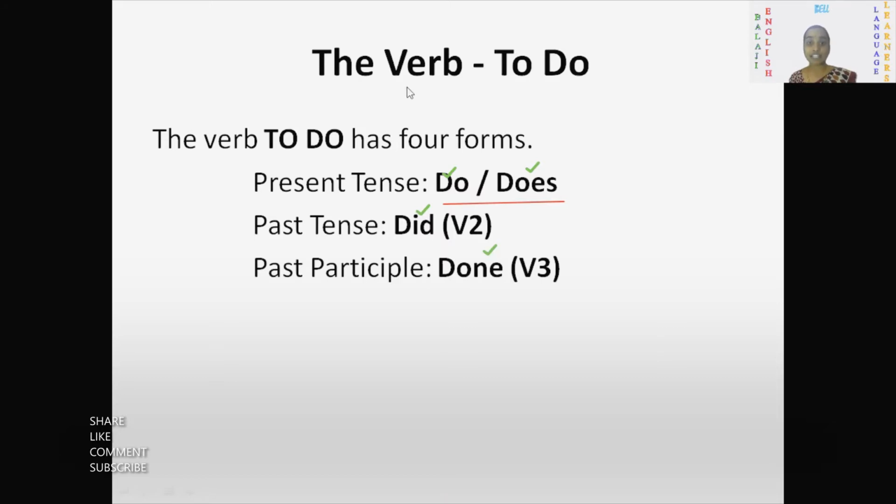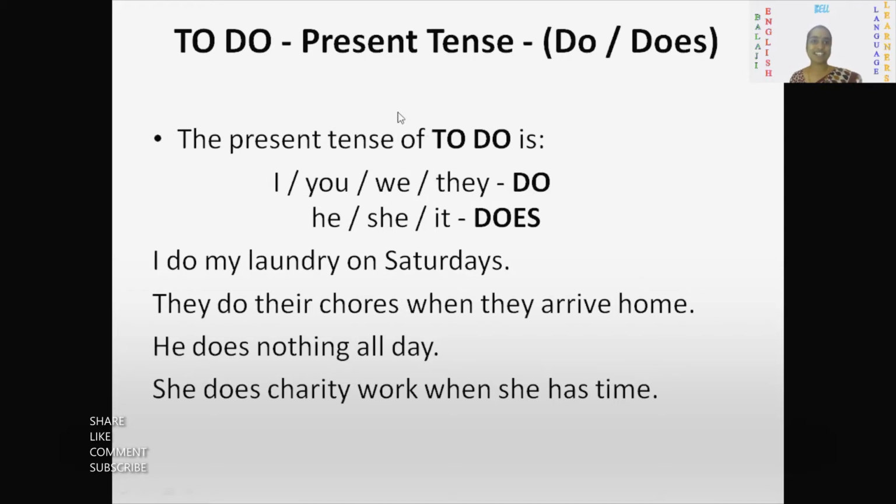To have a clear idea, just remember one thing. If it is in the present tense, we use either do or does depending on the subject. If it is past, we always use did only. If it is past participle, if we have to use the V3 form, then we use done. This is just like signal words, which I always tell you about, right? Don't get confused.